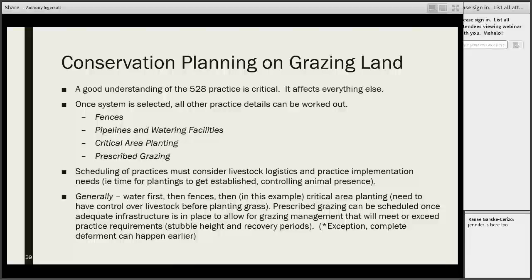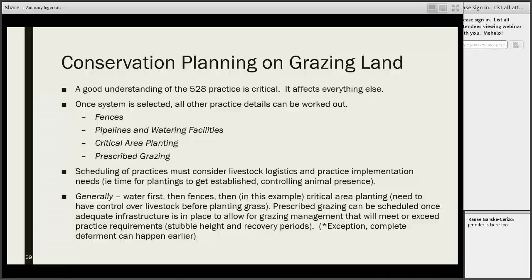I hope you're beginning to see that a good understanding of that 528 practice is really critical to conservation planning on grazing land. It really affects everything else. All the planning that we do has to be working towards an achievable 528 program. Once the system is selected, all the other details can be worked out. Exactly where the fences are going to go, how many feet of fence we're going to be putting in, what type of fence it's going to be, where the pipeline and watering facilities are going to be.